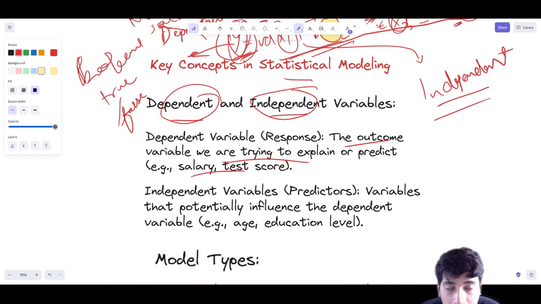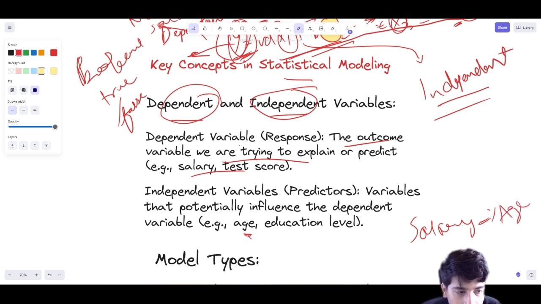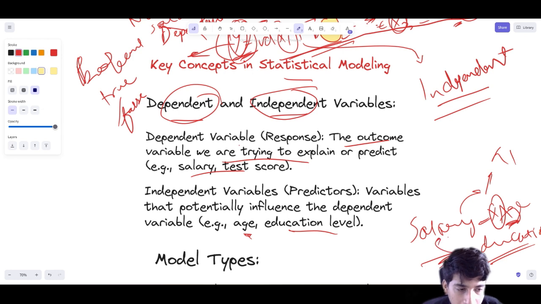Now let us look at the definition of independent variables: variables that potentially influence the dependent variable. For example, for salary, one of the independent variables could be age, because salary is dependent on age by a factor x1 that we will be able to calculate through statistical modeling. Similarly, the education level is an independent variable, and salary is dependent on this factor. To get an idea of how much it depends, we will use statistical modeling to find out.